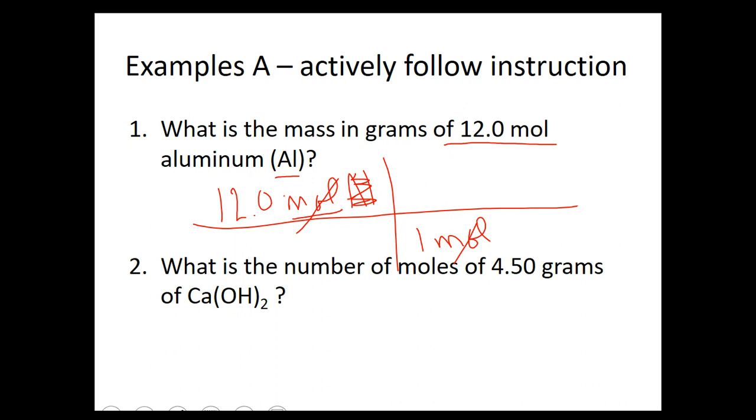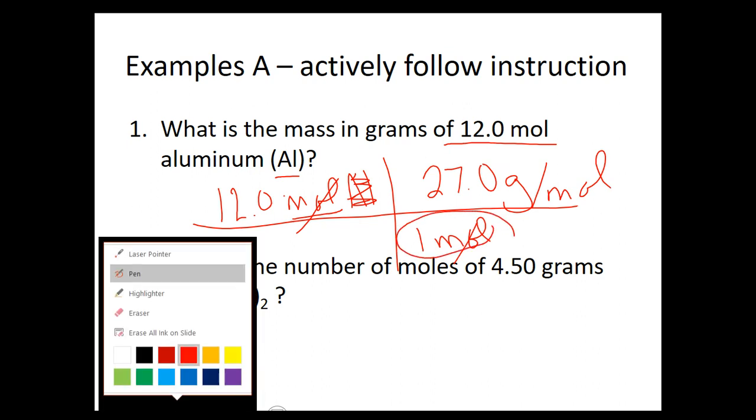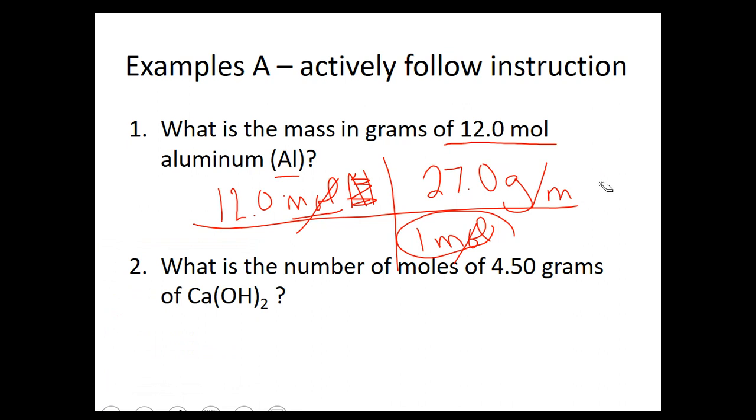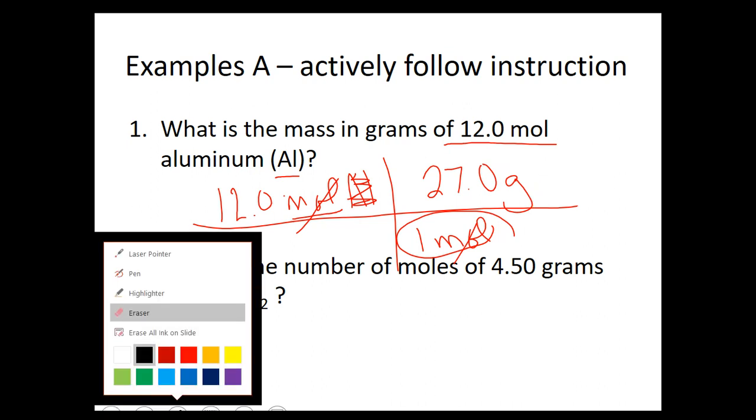So if 1 mole is at the bottom, then I need the grams of aluminum up at the top. And off of the periodic table, the number of grams is rounded to 27.0 grams. Now, I don't need to do grams per mole here because it already is. Per 1 mole is already down at the bottom. So I can just go ahead and erase this /mole because that's already what that is.